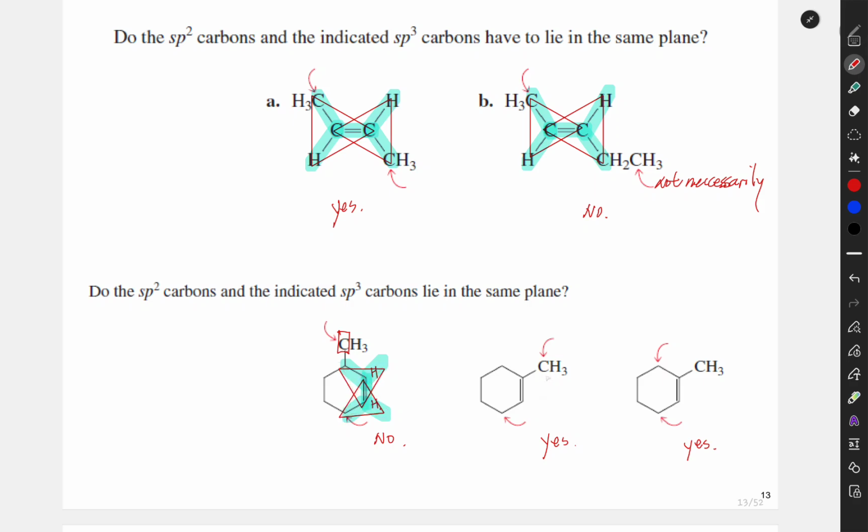This carbon and this carbon have to be in the same plane. What about this one? From this double bond and from this carbon, you can draw this triangle, the trigonal plane, and from this carbon, you can do the same thing. So you know that then these and this have to be in the same plane.